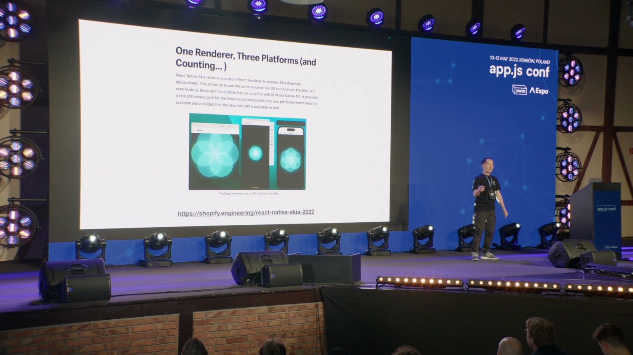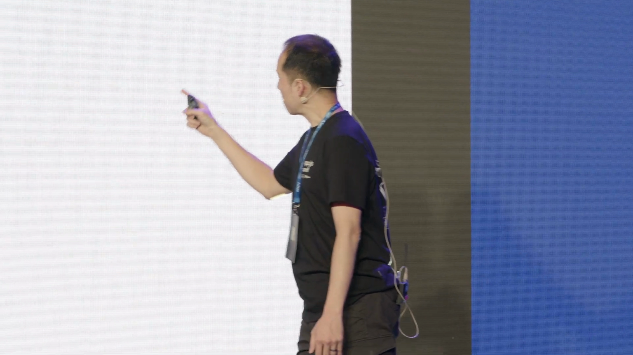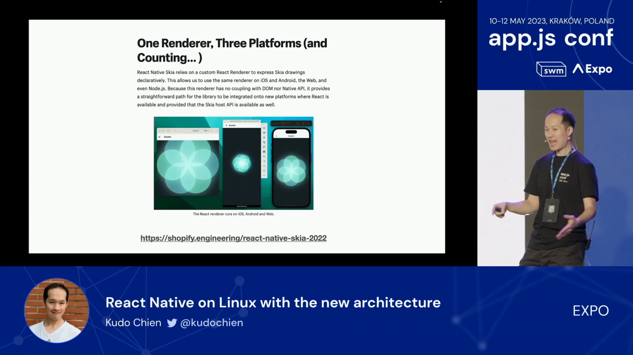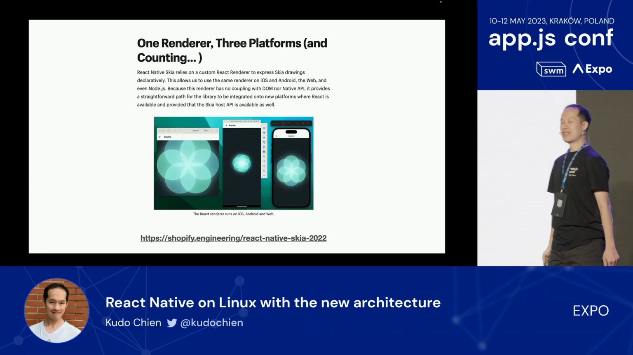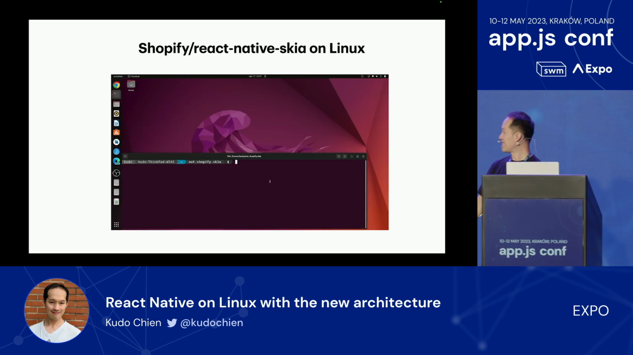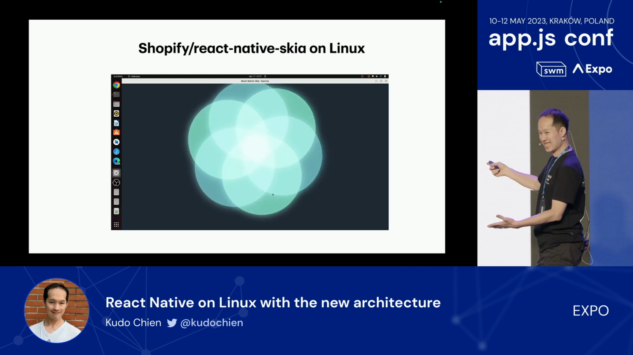And thanks to William Candinen, who gave an exciting talk this morning. And he actually has a blog post on the Shopify blog. And he mentioned one renderer, 3 platforms, and the 3 as we think are iOS, Android, and web. Now we have the 4th. That's Linux with the Skia.